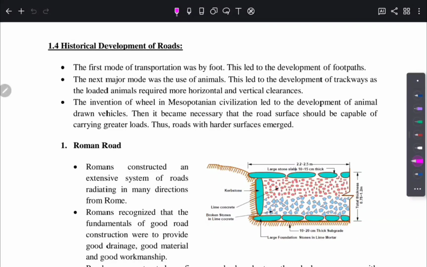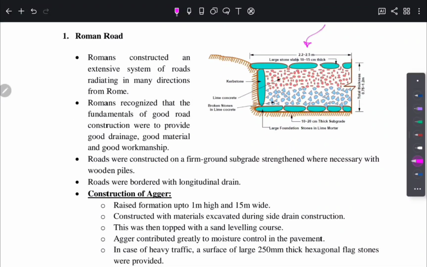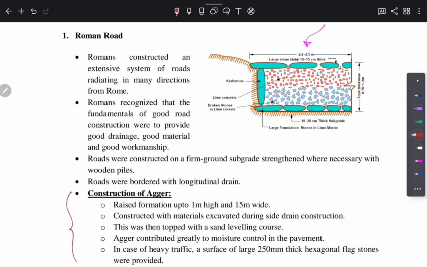And here comes the history of roads, starting from the Roman roads. Roman roads were first developed in Rome city, radiating in many directions from the center of the city. A typical cross-section of Roman roads can be seen in this diagram, in which first the foundation stone is laid and bound by lime mortar. Romans already knew that the fundamentals of good road construction were to provide good drainage, good material and good workmanship. These roads were typically constructed on firm ground bordered by longitudinal drains. Here you can read the construction details of these roads.